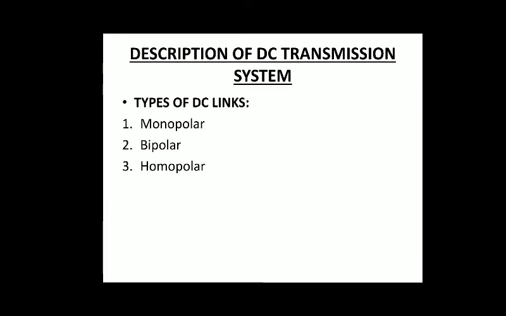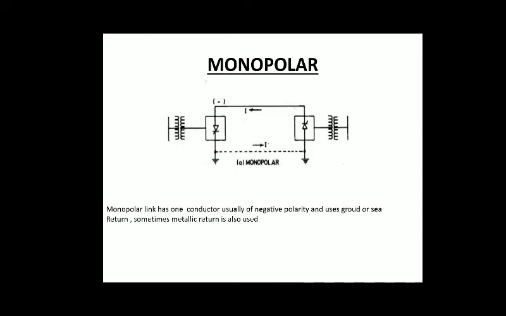Here is a description of DC transmission systems. DC transmission system means an HVDC transmission system. In how many ways can we use a DC transmission system? One is monopolar, another is bipolar, and the third is homopolar. So let's see their configuration. First it is the monopolar DC link, HVDC link.